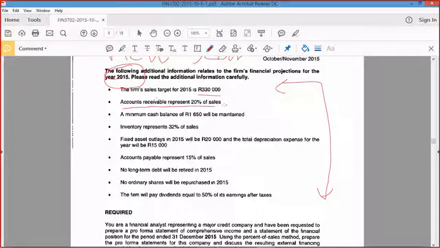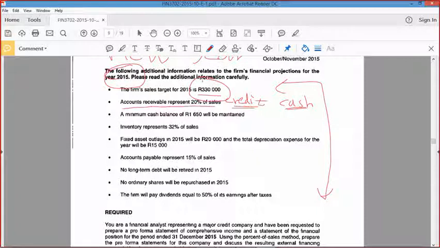receivable. So what does that mean? Credit sales. Do you agree? Yes, and the other bit means cash. So must I split the 330 between cash sales and credit sales? Yes. So will I have debtors and will I have bank? Yes, I will. Then they talk about a minimum cash balance being maintained, which is the amount of cash they'll keep on hand.